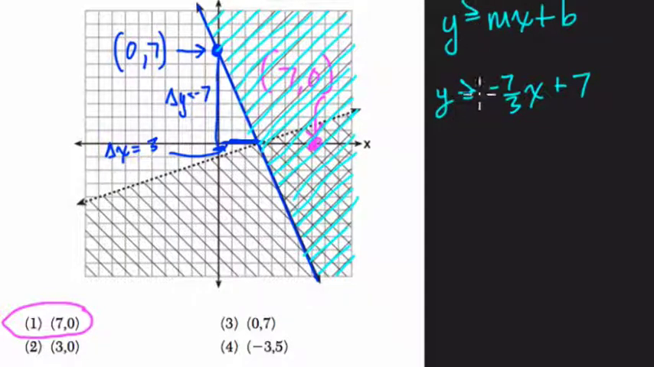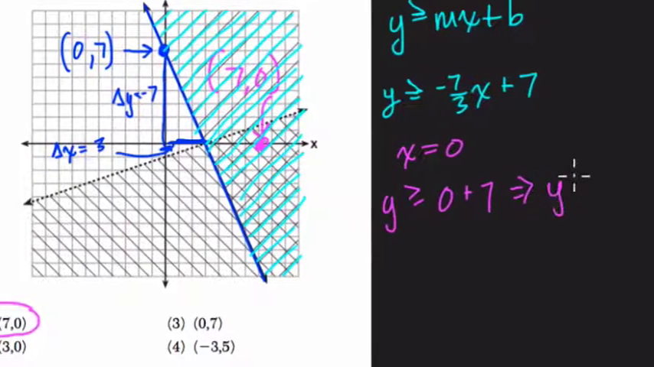So y is greater than or equal to negative 7 thirds x plus 7. If that's not making sense, try any x value and you'll see what I mean. Let's plug in the x value 0. We plug in 0 to this, we get y is greater than or equal to negative 7 thirds times 0, which is 0, plus 7. Sorry about that. So y is greater than or equal to 0 plus 7. So that means y is greater than or equal to 7.